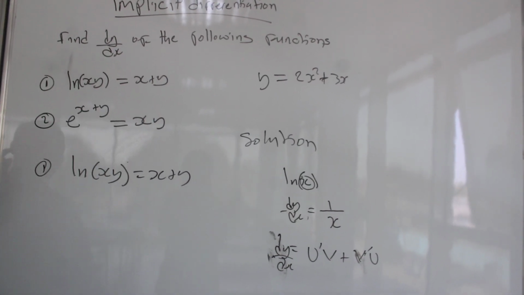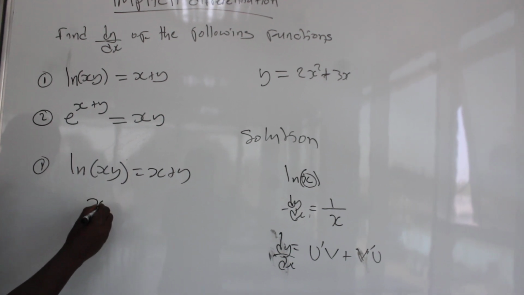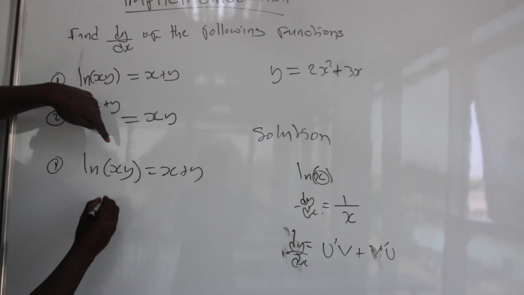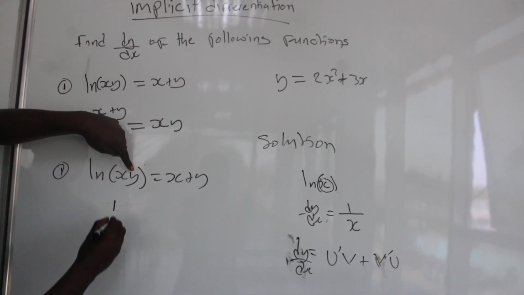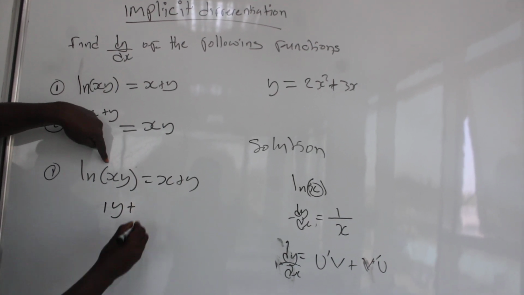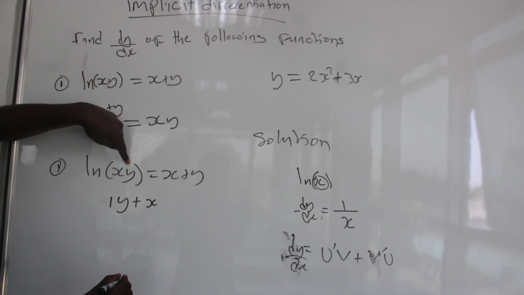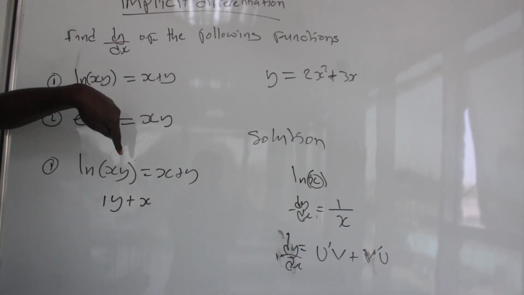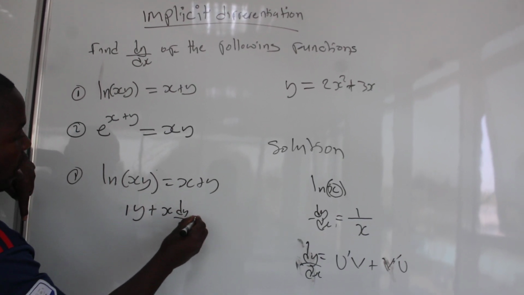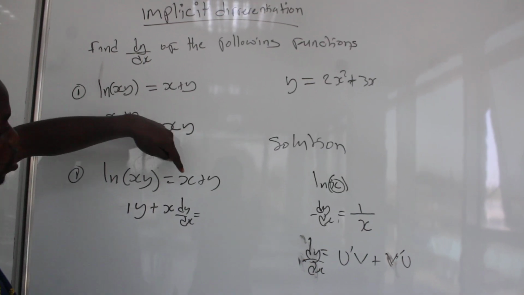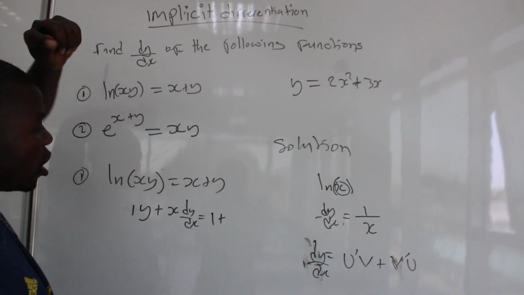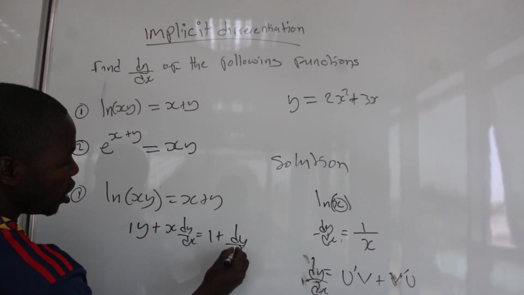So this is what I'm going to do. I'm going to differentiate x, y is going to be maintained. Differentiating x gives 1, and y is maintained. So I'm going to say y plus, I'm going to maintain x, and y is going to be differentiated. Since I'm differentiating y with respect to x, it's going to be dy dx. Now, on the right-hand side, dy dx of x is 1, and dy dx of y is dy dx.